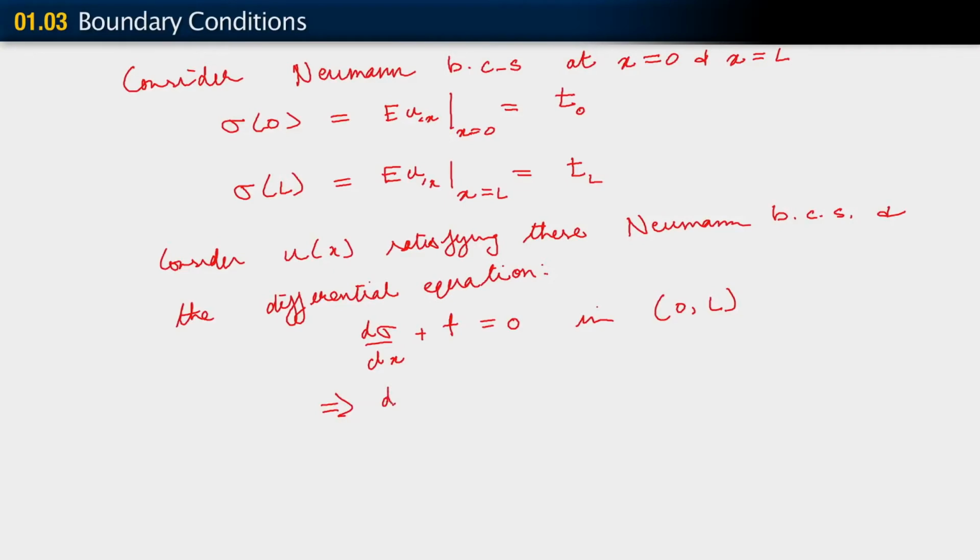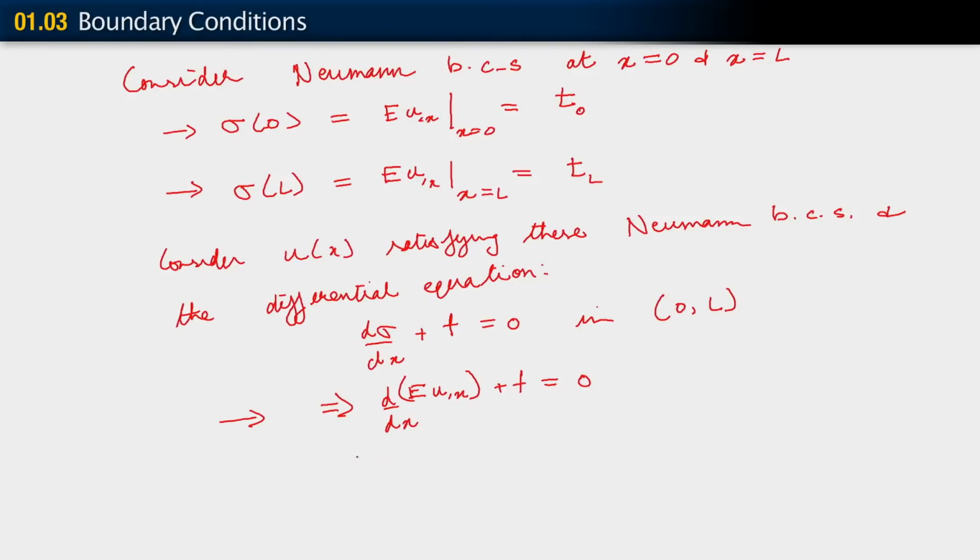Making our substitution from the constitutive relation tells us that now d dx of E times u comma x, where I've simply substituted our constitutive relation for the stress, plus f equals 0. This is the problem we would be solving, with these two boundary conditions and this differential equation. Now, observe that any solution we get to this problem would be non-unique up to a constant displacement field.